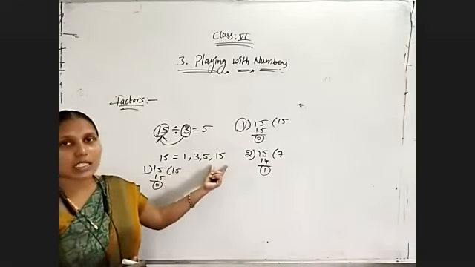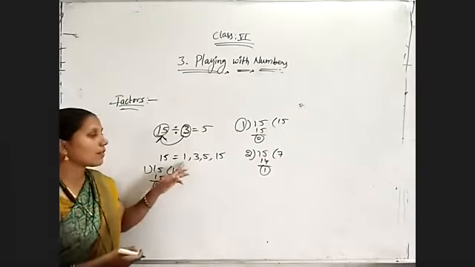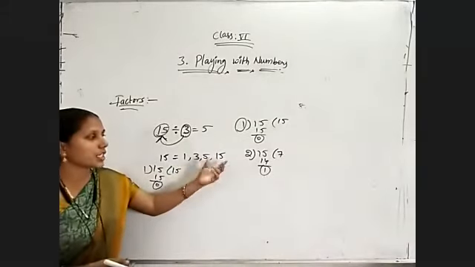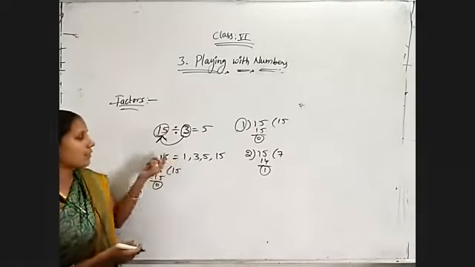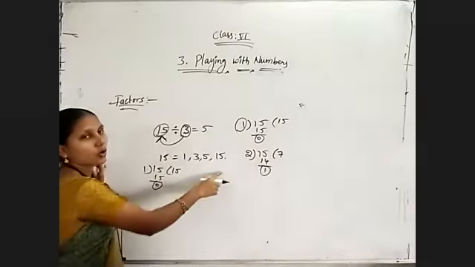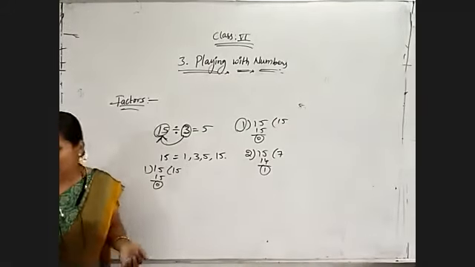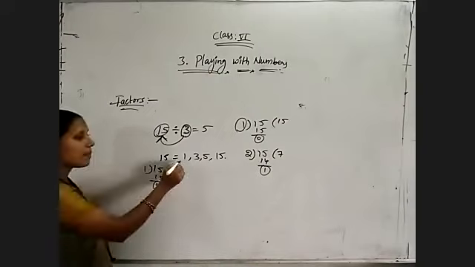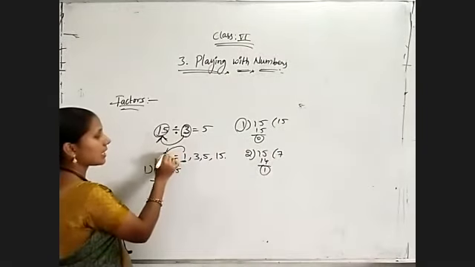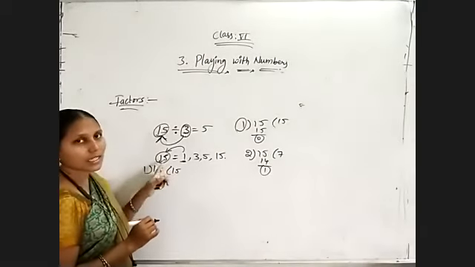Like that, check with the 15 table. 15 ones are 15. So the numbers are only 1, 3, 5, 15. These 4 numbers only exactly divide 15. So the number of factors of 15 is 4. Okay, so just observe, a factor is a number which divides the given number exactly, known as a factor of the given number.